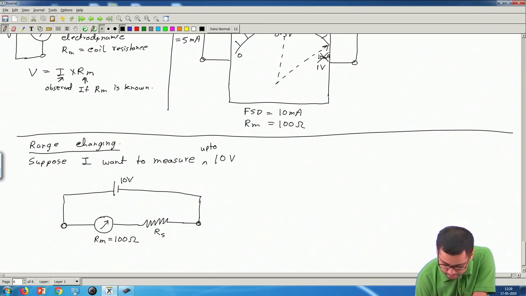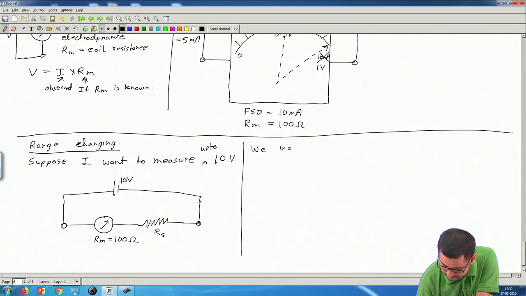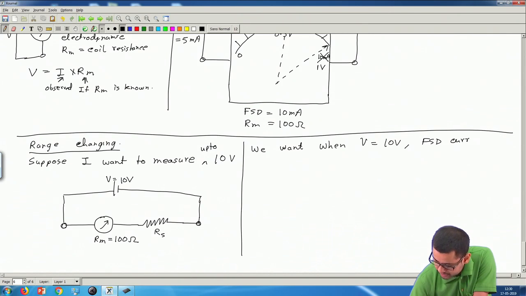Now what I want, when this voltage is 10 volt, I want the pointer to go to the extreme right position. That means full scale deflection current should flow through the meter. So we want, when V is equal to 10 volt, FSD current should flow through the meter. So, to achieve this, what should be the value of Rs?